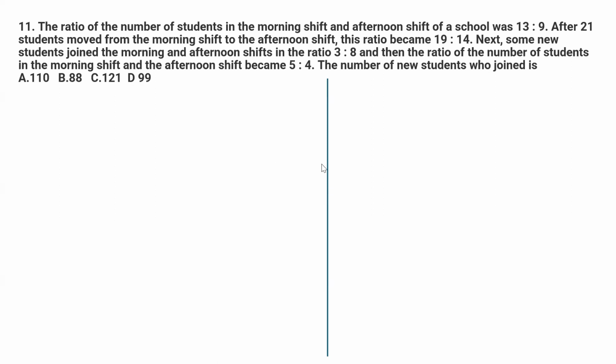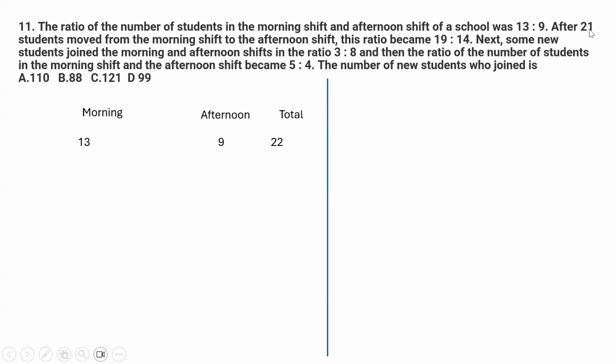So this is from ratio and proportion. And there is an initial ratio. There is a school which operates in morning and afternoon shift, and the number of students in morning shift to afternoon shift is in ratio 13:9. So let's just capture this, morning and afternoon 13:9. So total is coming out to be 22. And this ratio became 19:14 and 21.